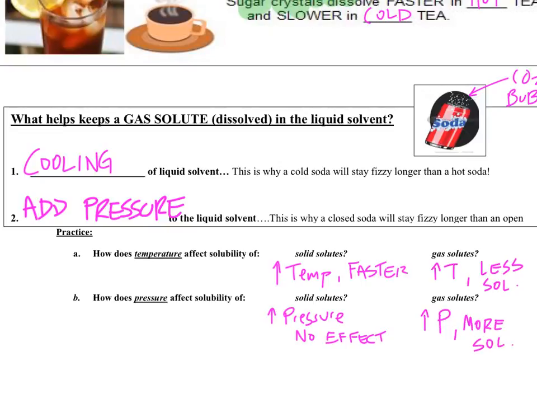So an increase in the temperature, the faster something dissolves. A solid, like the higher the temperature of the tea, the faster the sugar dissolves. If I increase the temperature of a gas, then it's less soluble. As far as pressure goes, if I increase the pressure of a solid, there's no effect. Pressure doesn't affect the rate at which sugar dissolves in tea. But it does affect the rate at which gas dissolves. If I increase the pressure of a gas, then it dissolves much more rapidly into my liquid.